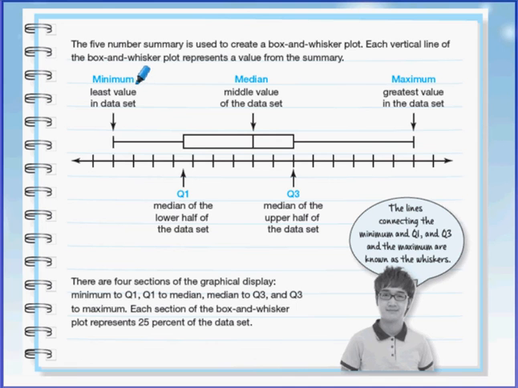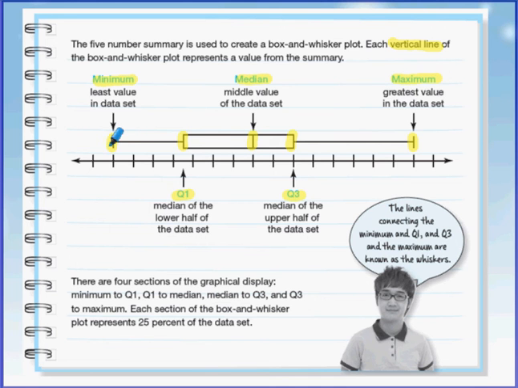Here we see a further explanation of each piece. A 5-number summary is used to create the box and whisker plot. It says each vertical line of the box and whisker plot represents a value from the summary. So 1, 2, 3, 4, and 5 little vertical lines that are floating above the scale. These represent our 5-number summary. Our minimum, quartile 1, our median, quartile 3, and our maximum.